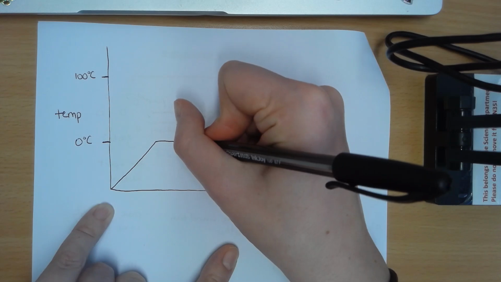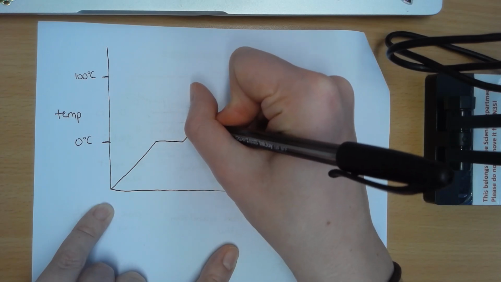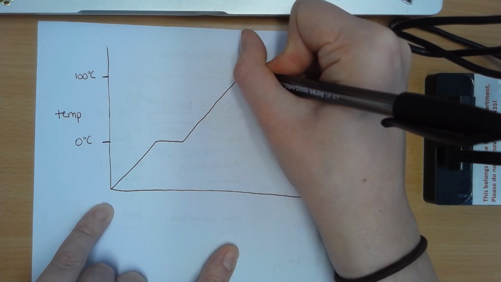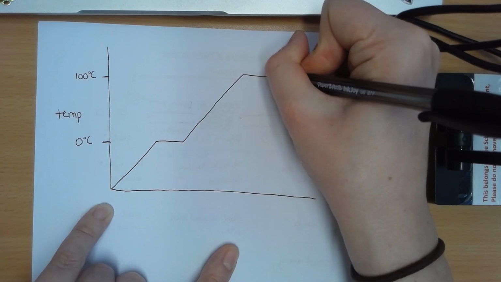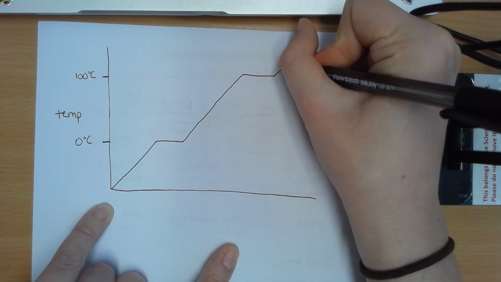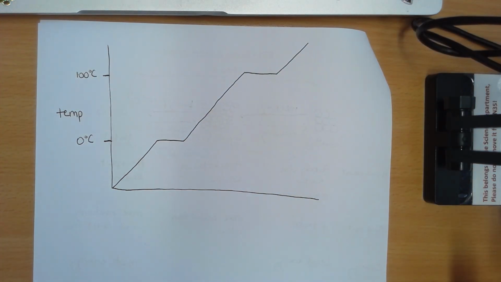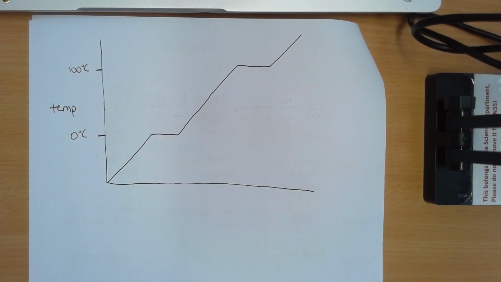And then I'm going to keep heating it, and it's getting hotter and hotter. And when I hit 100 degrees, I get another little flat bit. And then I keep heating it, and it gets hotter and hotter. All right? So this is what your heating curve looks like, but we need to be able to label, okay?